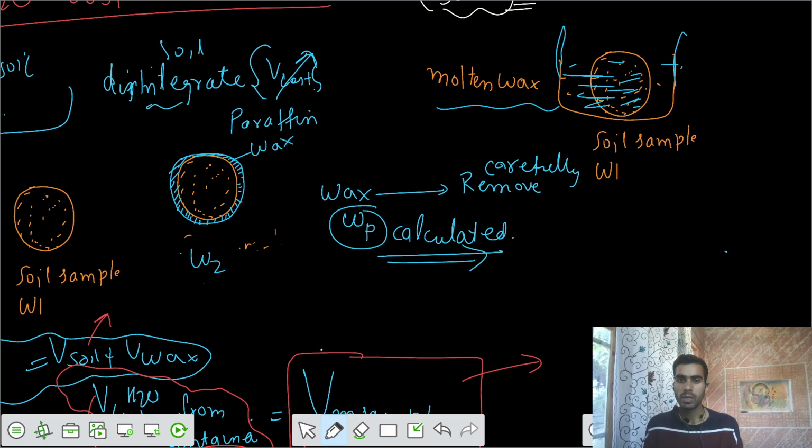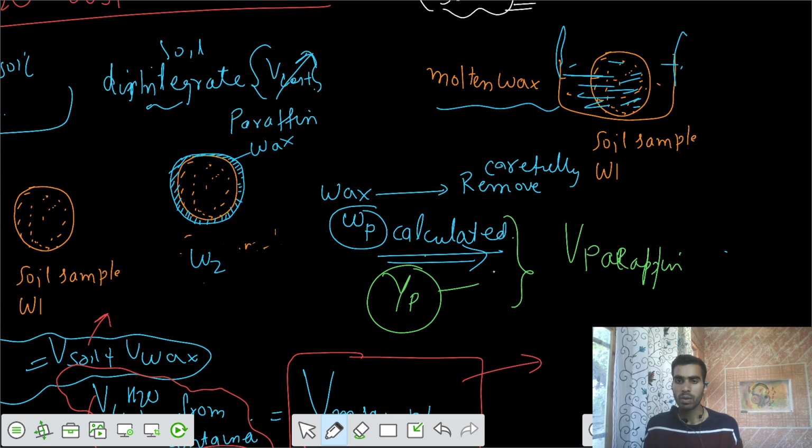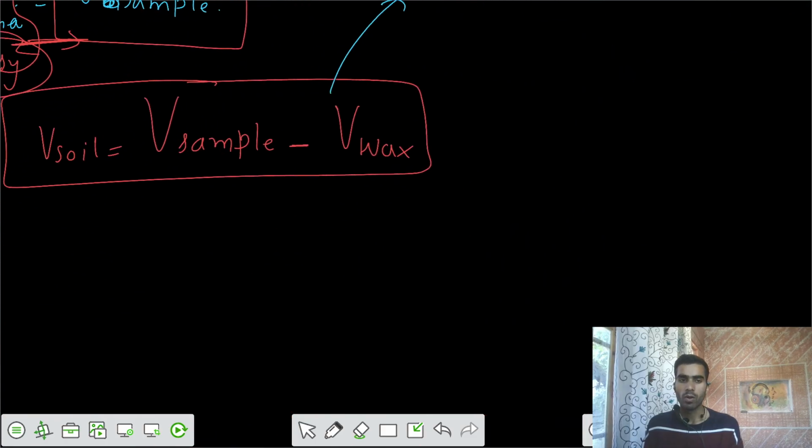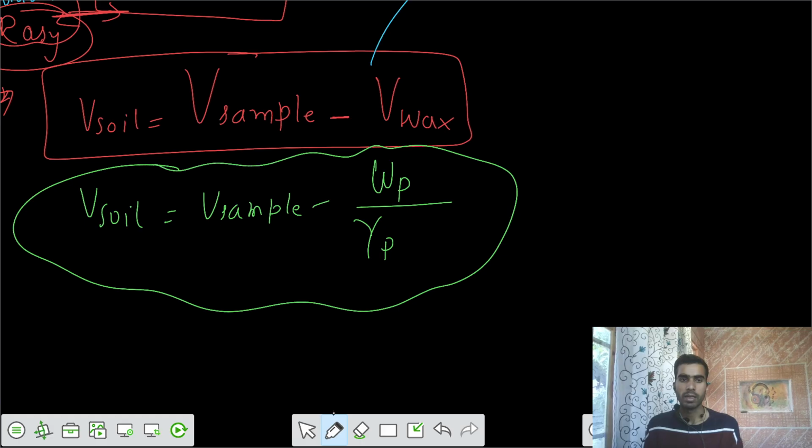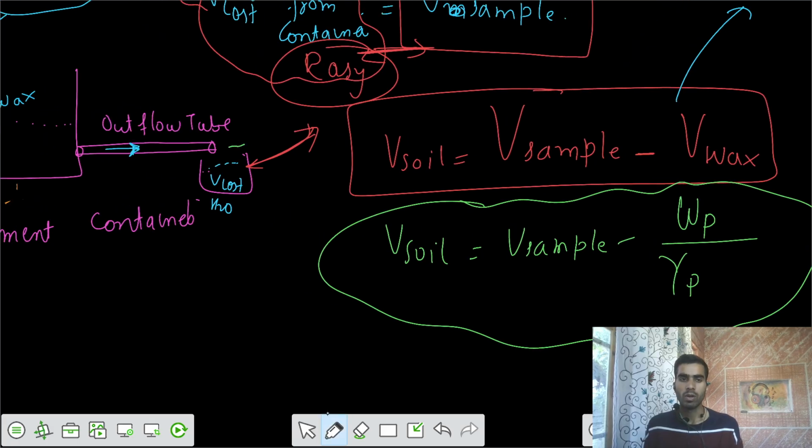Once you have calculated WP, knowing the unit weight of paraffin, we can calculate the volume of paraffin we have used for our sample. So we can write that the volume of wax is equal to the weight of paraffin divided by gamma of paraffin. So your volume of soil is the volume of sample minus the weight of paraffin divided by gamma of paraffin, where the volume of sample is calculated from the total volume of water lost from the outflow.